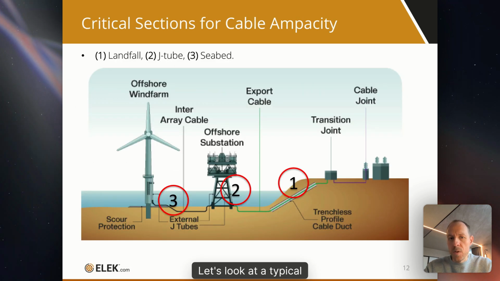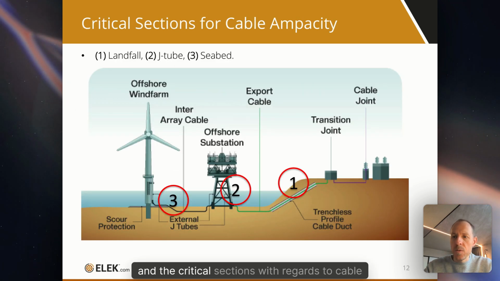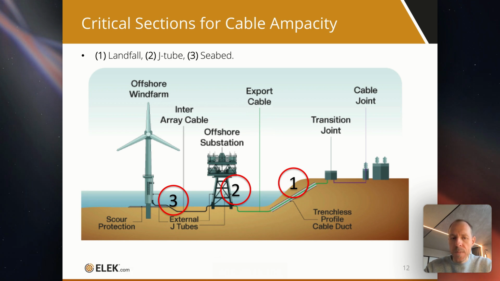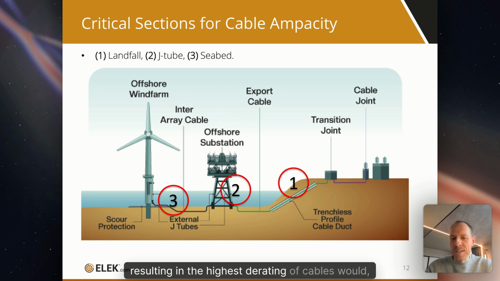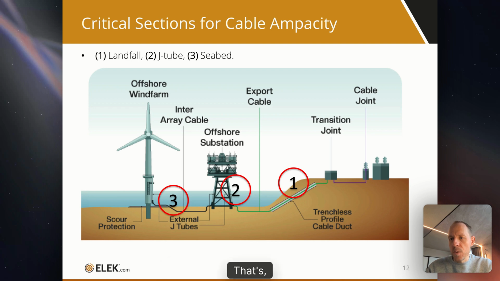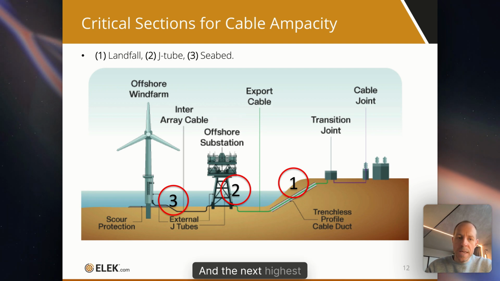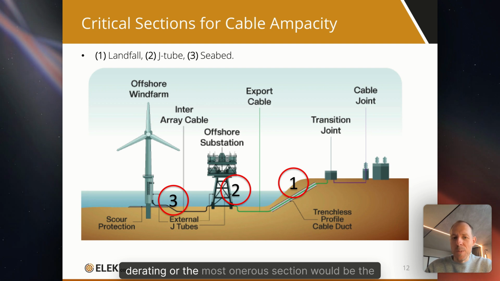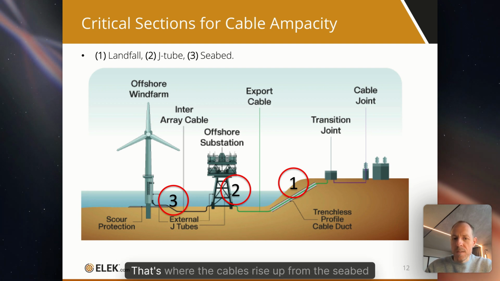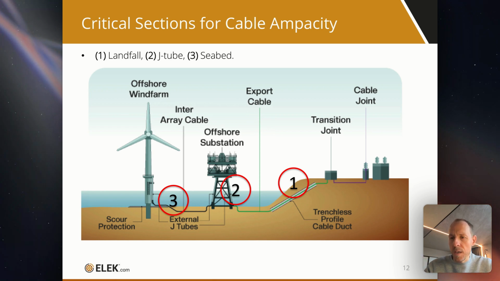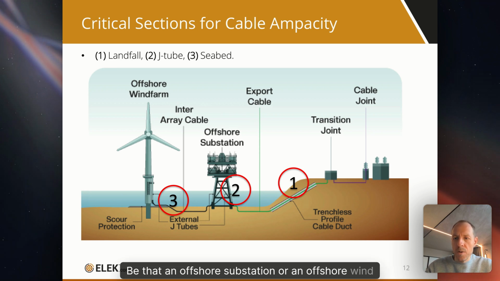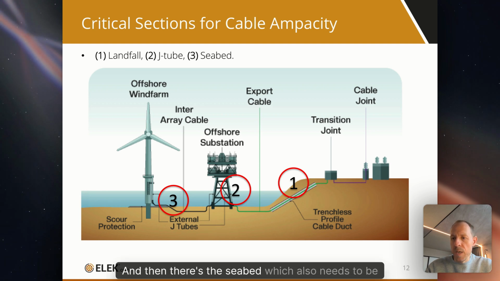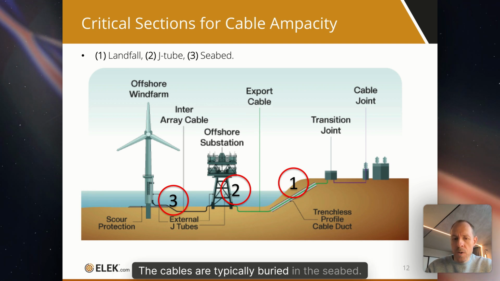Let's look at a typical installation and the critical sections with regards to cable ampacity. Starting from the most onerous or the worst section, resulting in the highest derating of cables, would probably be the landfall. That's point number one there. And the next highest derating or the most onerous section would be the J tubes. That's where the cables rise up from the seabed onto the infrastructure above the water level, be that an offshore substation or an offshore wind turbine. And then there's the seabed, which also needs to be considered. The cables are typically buried in the seabed.